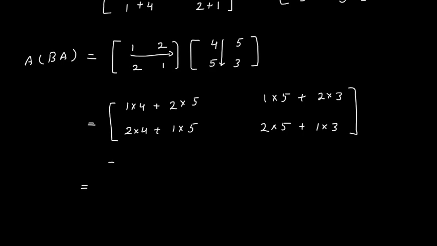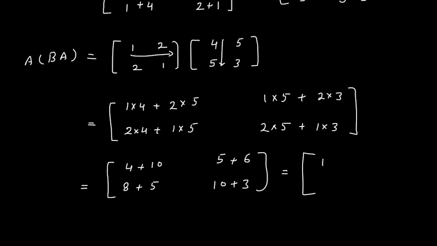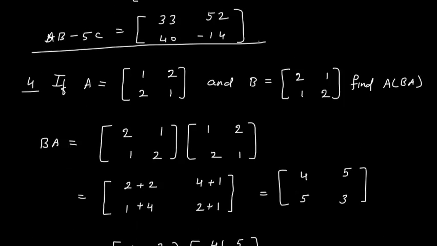This is equals to, now answer is 1 into 4 is 4, 2 into 5 is 10, here it is 1 into 5 is 5, 2 into 3 is 6, 2 into 4 is 8 plus 5, and 2 into 5 is 10 plus 3. So finally the answer is 14, 5 plus 6 is 11, 8 plus 5 is 13, 10 plus 3 is 13. So this is A into BA. Okay, now I hope now you are much more comfortable in finding the products of the numbers. Let us see last question for this lecture, question number 5.